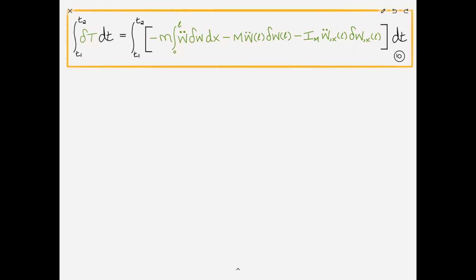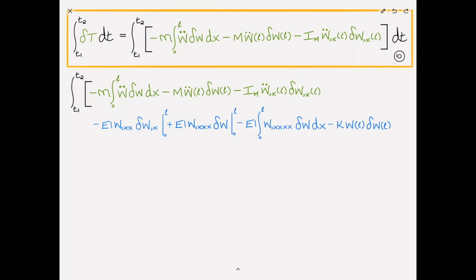Now I'm going to keep the color coding intact so that you can see the contribution of each. So Hamilton's principle gives us the integral from t1 to t2 of the variation of the kinetic energy. I'm just going to paste it in. This is the expression above, number 10. And then minus, because according to Hamilton's principle, we subtract the variation of the potential energy.